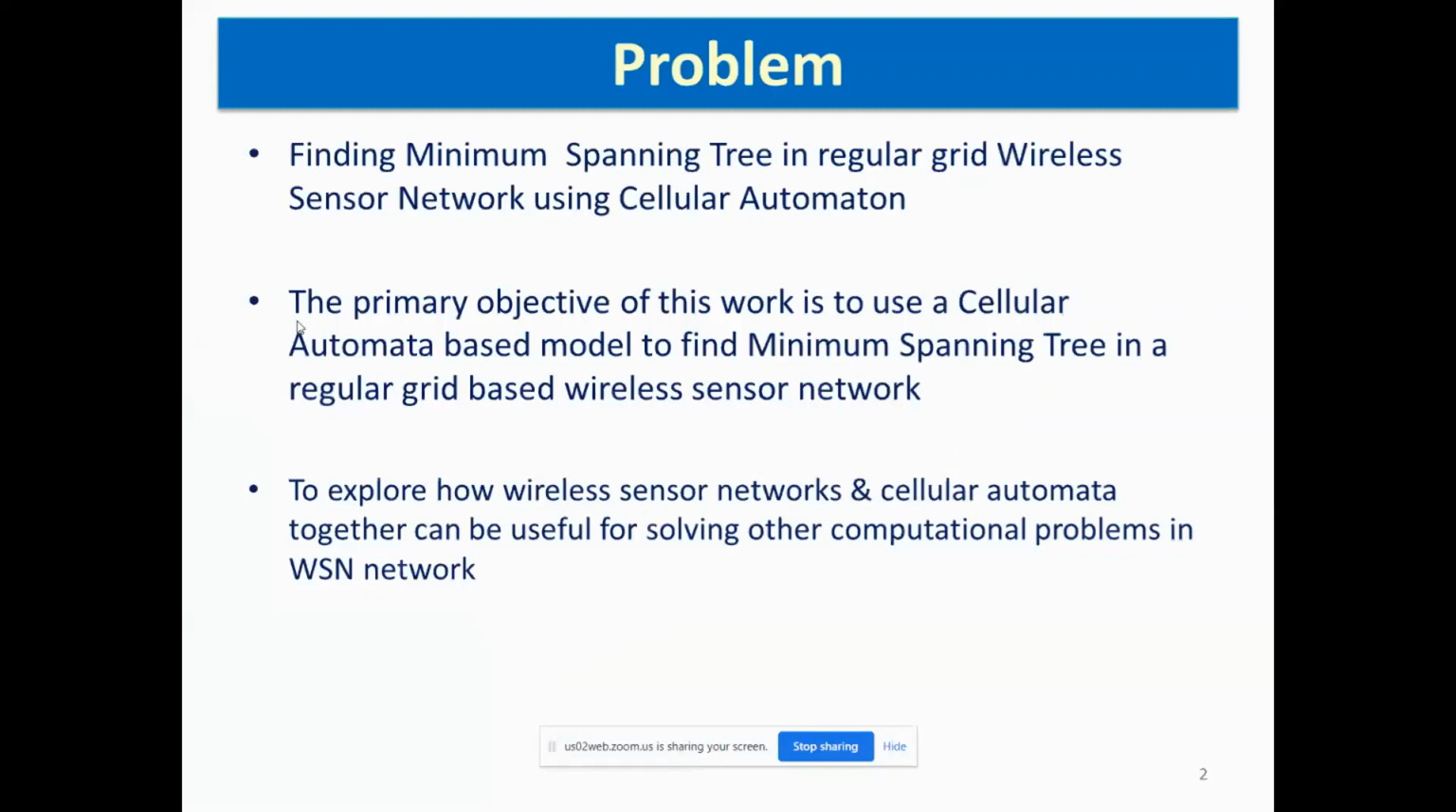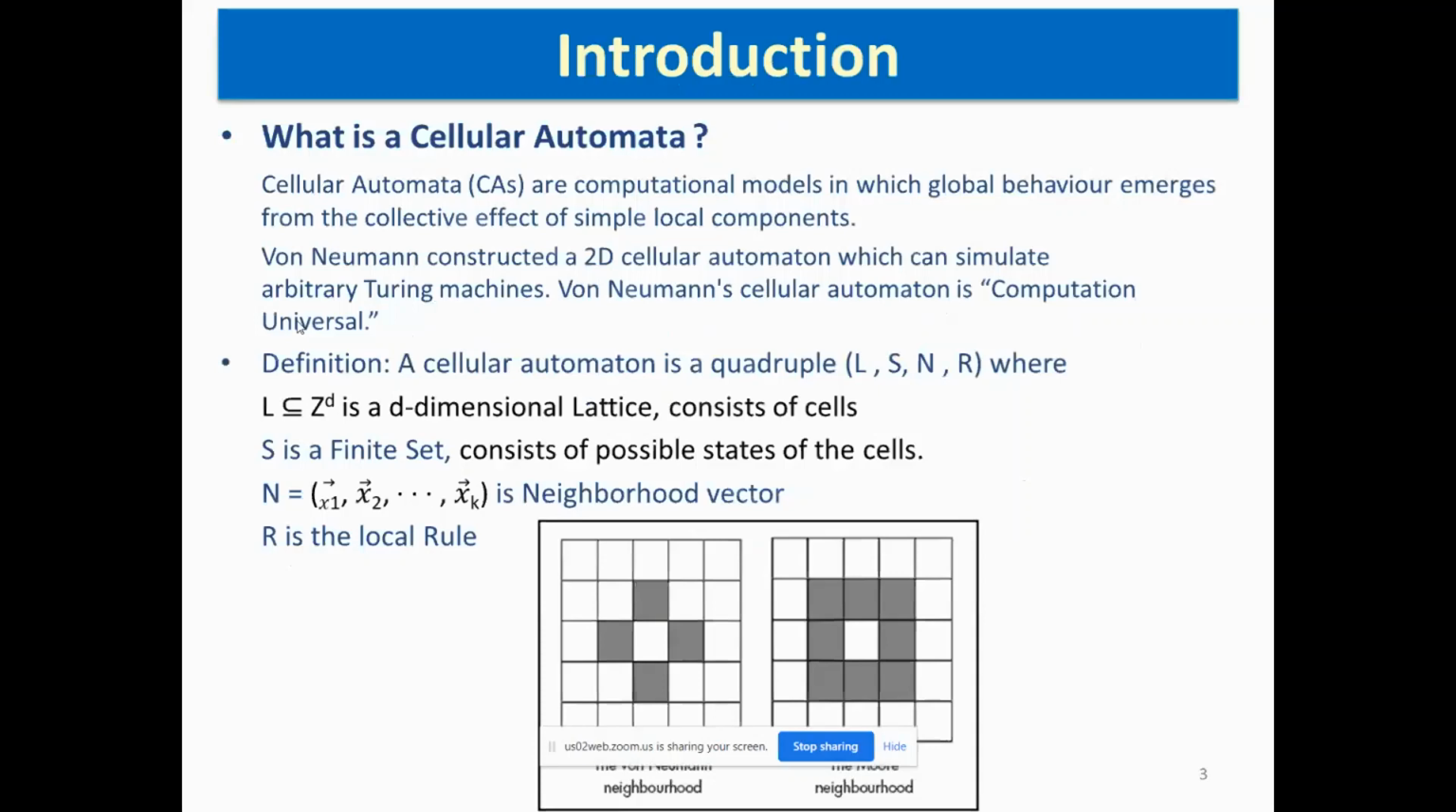wireless sensor networks, because, as we all know, in wireless sensor networks one of the key factors is to maintain the information throughout the network. So that is the primary objective of the work: to explore how wireless sensor networks and cellular automata can be useful together for solving computational problems. This is the basic introduction. The basic definition of cellular automata I don't think we need to discuss, as it has been discussed many times in this whole conference already.